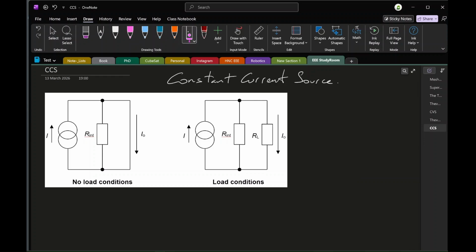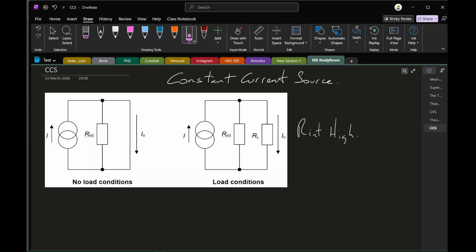I'm going to take a look at constant current sources, CCS. A constant current source has the purpose of delivering a known current to a circuit. The current generator, which looks like these two circles joined together, is connected in parallel to an internal resistance Rint. The current source represents the magnitude of the current supplied, and the resistor represents the internal resistance of the source. For a current source, the value of Rint should be as high as possible.